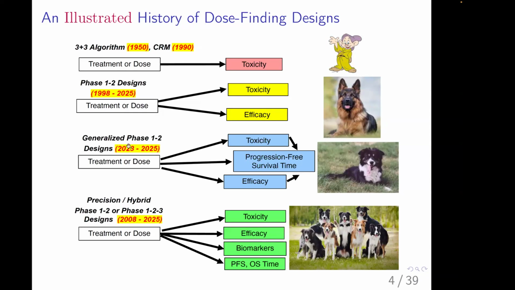So these were the generalized phase 1-2 designs. And then Border Collies get together in different gangs, and they come up with all these different precision or hybrid designs, hybrid phase 1-2, phase 1-2-3 that use all sorts of different outcomes: toxicity, efficacy, biomarkers, time to event outcomes. So this is the way things have gone with dose finding.